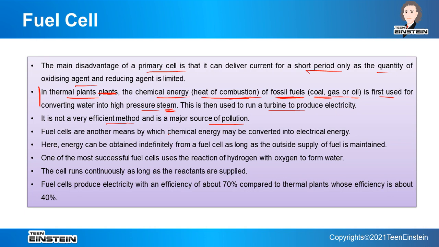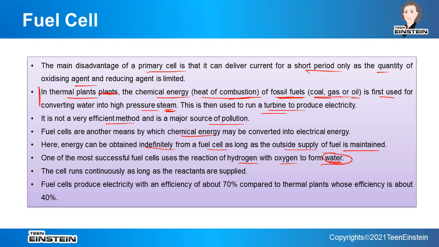So fuel cells are another means by which we can convert chemical energy to electrical energy. Now how can we do so? Here the reactants that we use have a continuous supply. So energy can be obtained indefinitely from a fuel cell as long as the outside supply of fuel is maintained. Here we can supply the fuel continuously, and the most successful fuel cell uses the reaction of hydrogen with oxygen to form water. So here the final product is water. It will not cause any pollution, unlike what we have seen in the case of thermal plants where carbon dioxide is generated, but here water is generated, which is pollution free.